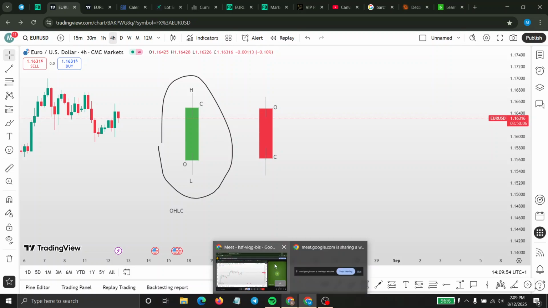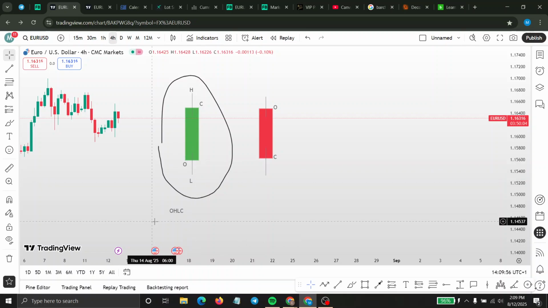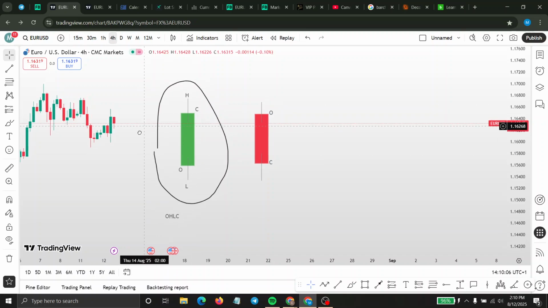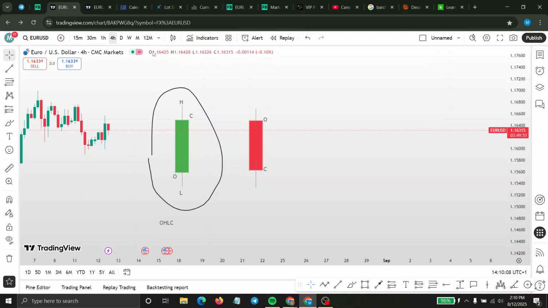Yes, OHLC. The O here is the open. The H here is the high. The L here is the low. While the C here is the close. And if you look at the current market, if you look at the top of this chart, you can see here too, we have the same thing. O H L C.